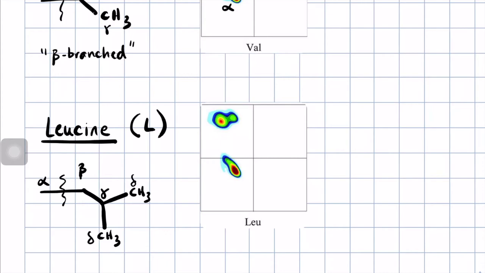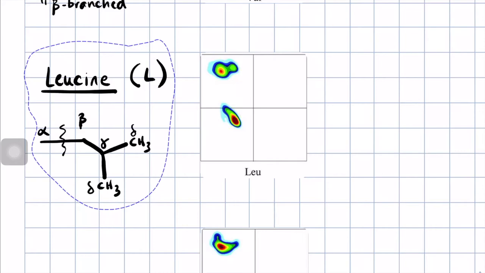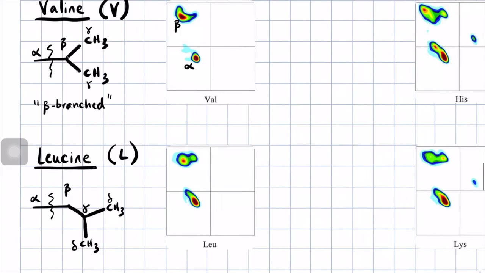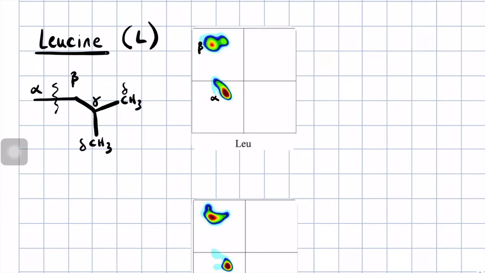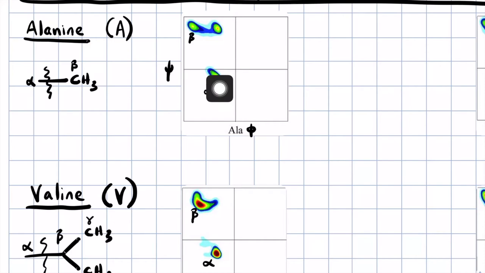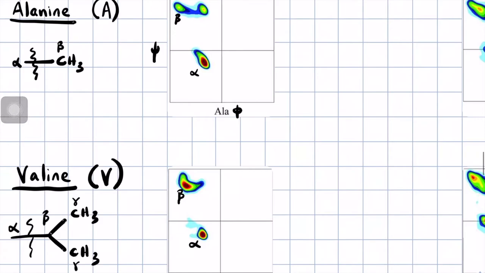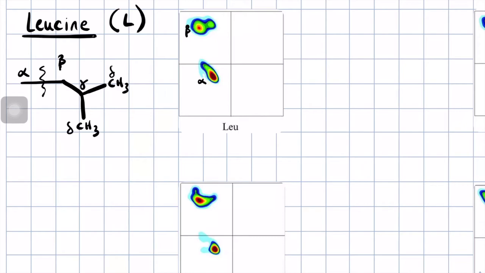As you can see, leucine is similarly comfortable in alpha helical context, as is alanine, but leucine is also very comfortable in beta sheet and beta strand contexts. In fact, more so than alanine. If we look back up at alanine, the red color indicates the intensity of observations. So where the color is red, that's where we observe more examples of dihedral angles in that spot. And so we would see that leucine is perhaps more comfortable in beta strands than is alanine.